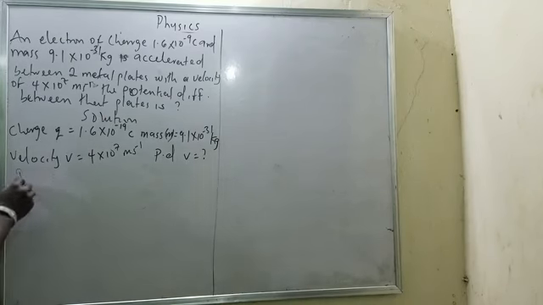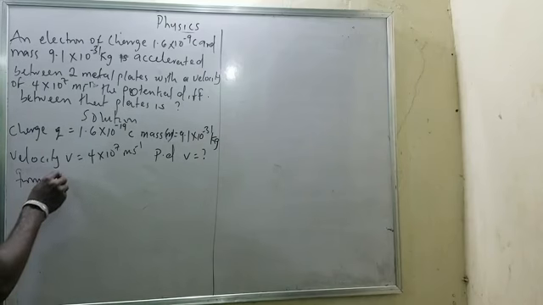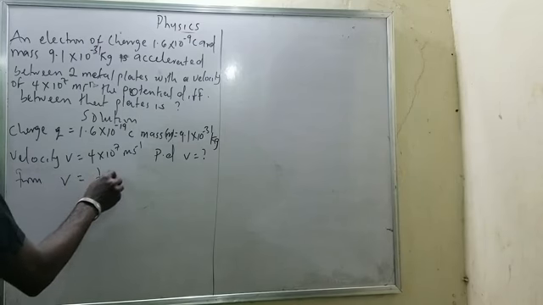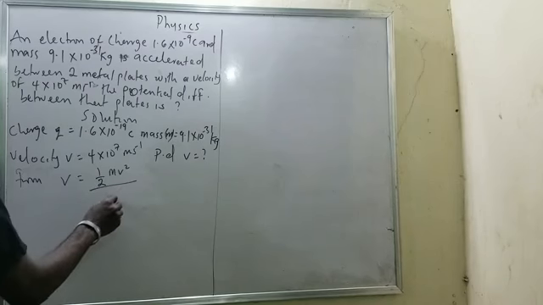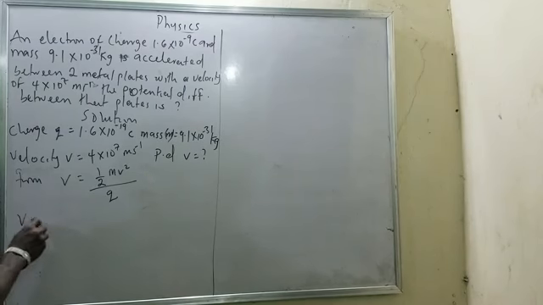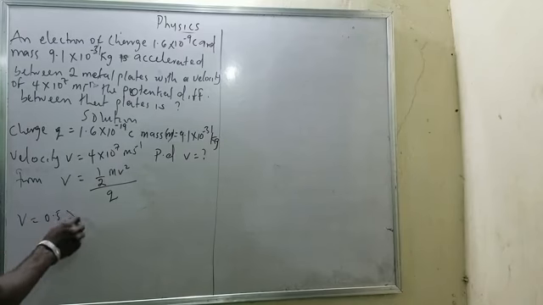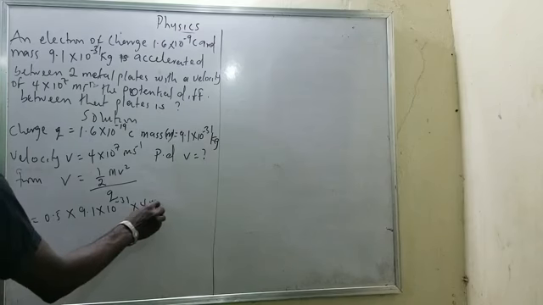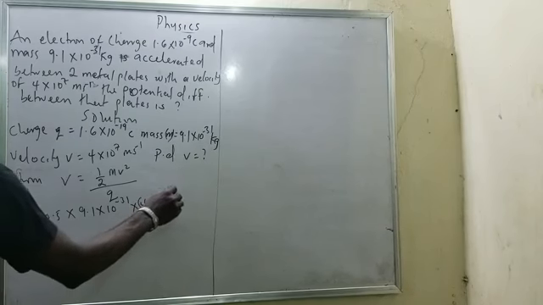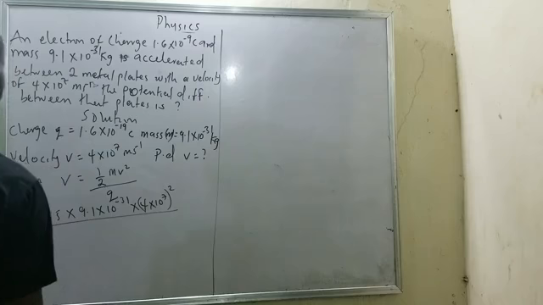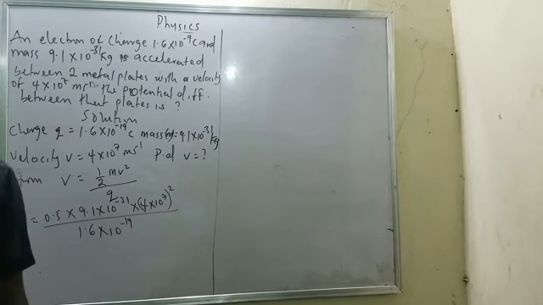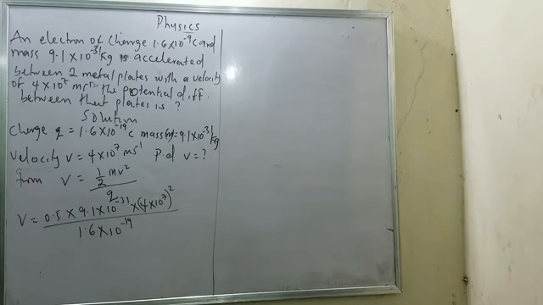And from the formula, we are told that V equals half mv squared divided by Q. So V equals 0.5, which is 1 over 2, multiplied by my mass, 9.1 multiplied by 10 raised to power minus 31, multiplied by 4 multiplied by 10 raised to power 7, all bracket squared, which is velocity, all divided by my Q, 1.6 times 10 raised to power minus 19, which I am to use calculator at this point.